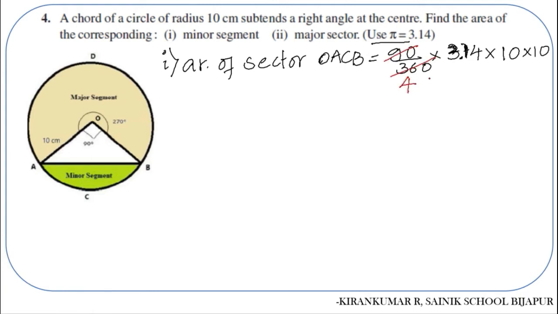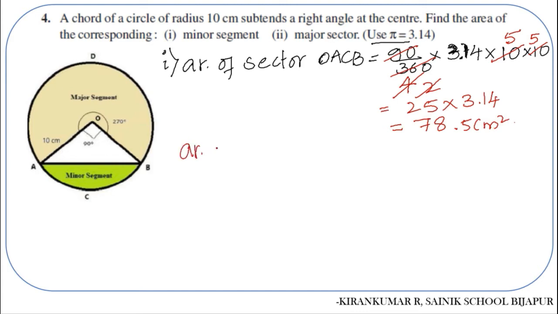(94 times is 360). 2 times, 5 times, once again 5 times. We'll be getting 25 multiplied to 3.14. On further simplification, it is 78.5 centimeter square. Now I'll find the area of triangle OAB.